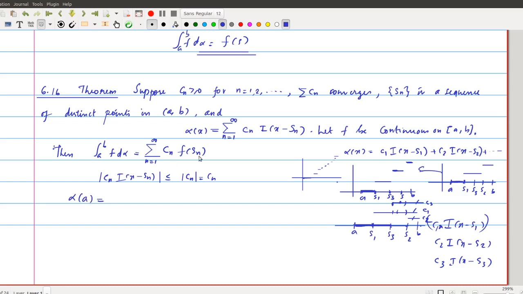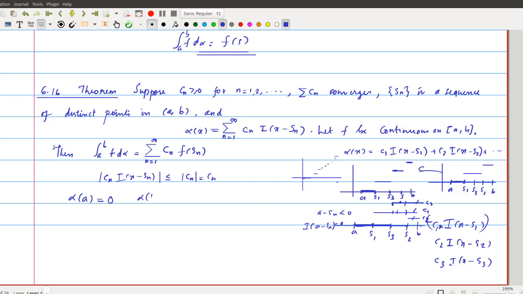What is alpha of a here? When you consider alpha of a, it contains I of a minus Sn. Sn is always greater than a, therefore a minus Sn is always less than 0. Therefore I of a minus Sn is always 0. So every time will be 0. So this will be 0.